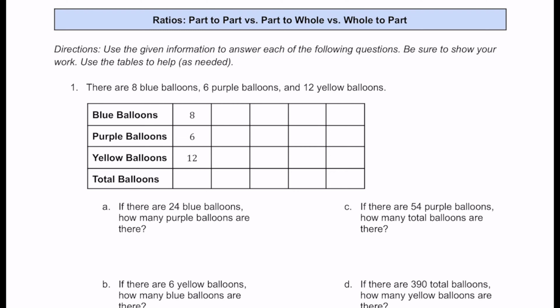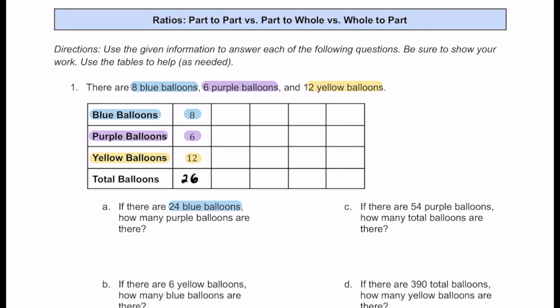Let's practice working with our ratios, specifically on different part-to-part, part-to-whole, or whole-to-part ratios. For number 1, we have 8 blue balloons, 6 purple balloons, and 12 yellow balloons. Right away, it's a good idea just to find out the total number of balloons because we may find that useful at some point. So if we add 8 plus 12, that's going to be 20. 20 plus 6, that's going to be 26 total balloons. So let's go ahead and put that in our table just in case we need it later.